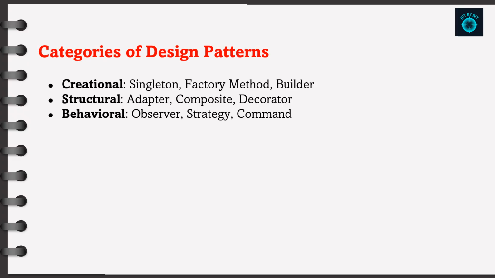Structural patterns include the adapter pattern, which allows classes with incompatible interfaces to work together. The Composite pattern, which treats individual objects and groups of objects uniformly. And the Decorator pattern, which adds behavior to objects dynamically. Behavioral patterns include the Observer pattern, used for event-driven programming, the Strategy pattern, which lets you choose behavior at runtime, and the Command pattern, which encapsulates a request as an object. In upcoming chapters, we'll study many of these patterns in depth with real examples.